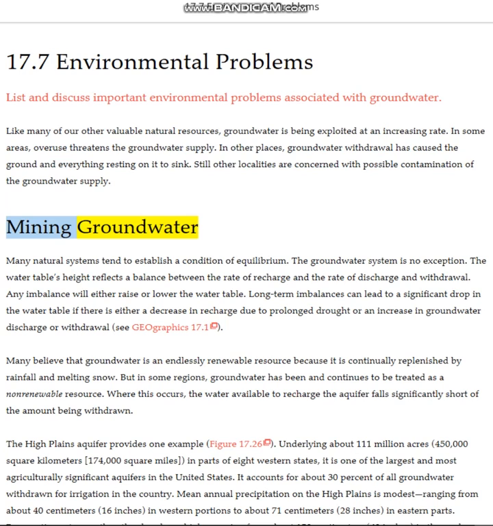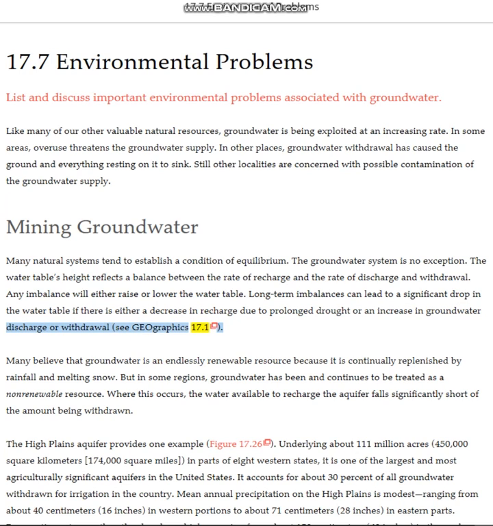Mining groundwater. Many natural systems tend to establish a condition of equilibrium. The groundwater system is no exception. The water table's height reflects a balance between the rate of recharge and the rate of discharge and withdrawal. Any imbalance will either raise or lower the water table. Long-term imbalances can lead to a significant drop in the water table if there is either a decrease in recharge due to prolonged drought or an increase in groundwater discharge or withdrawal.